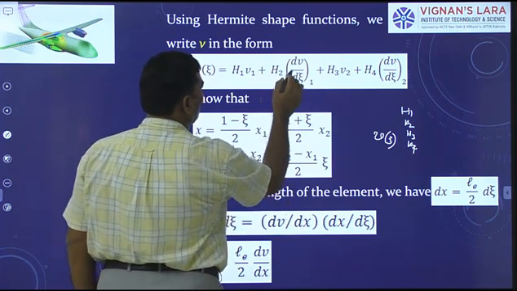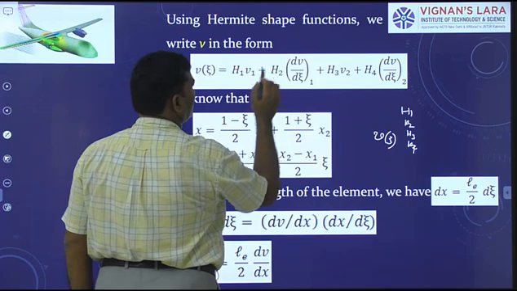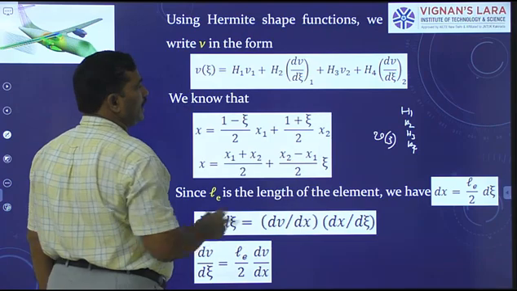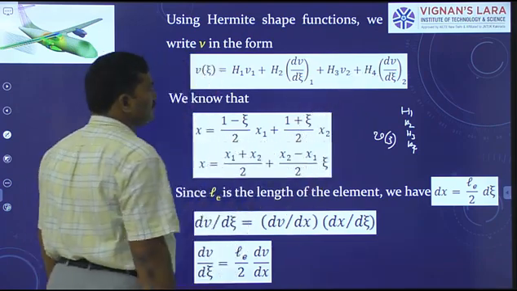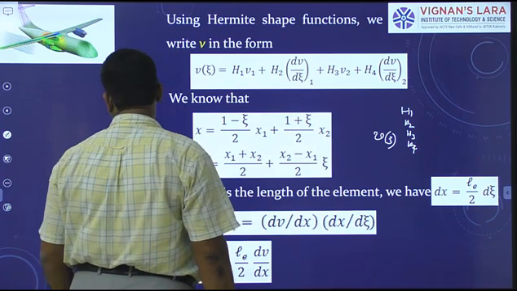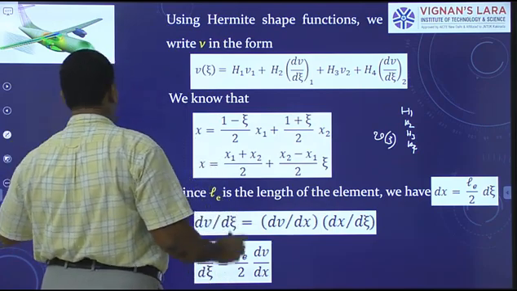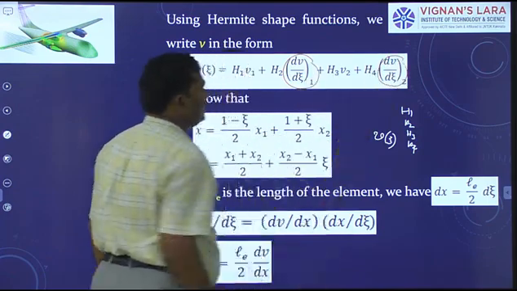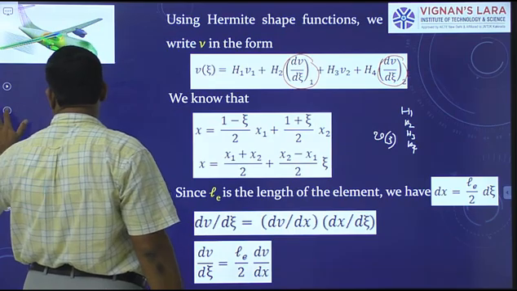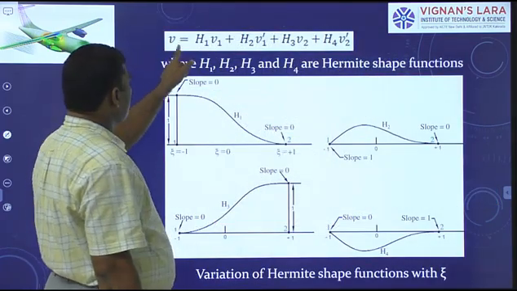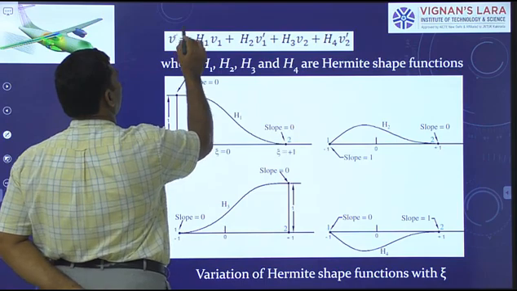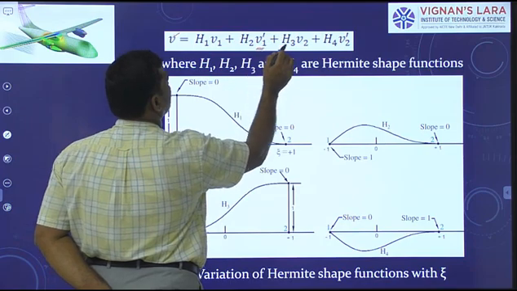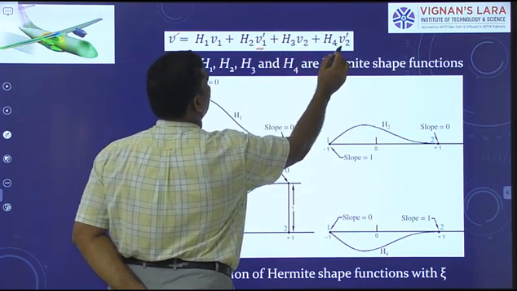Here, instead of V1 dash, we write dV by dJ at node 1, and instead of V2 dash, we write dV by dJ at node 2. Why do we write like this? That is the question, right? If you go back and see the expression for beam deflection, V is H1 V1 plus H2 V1 dash plus H3 V2 plus H4 V2 dash.